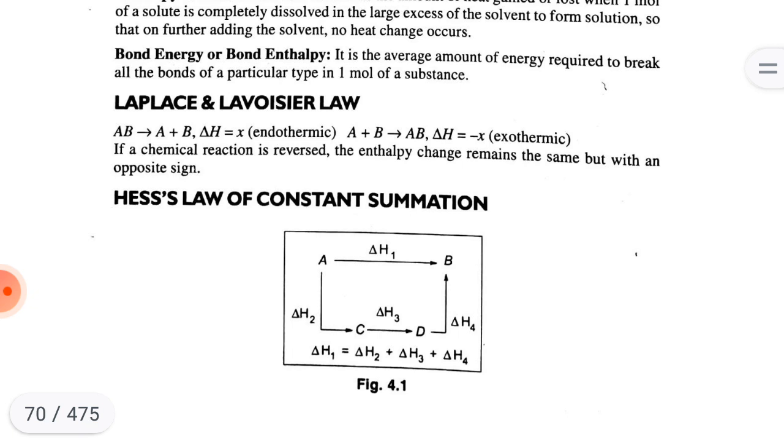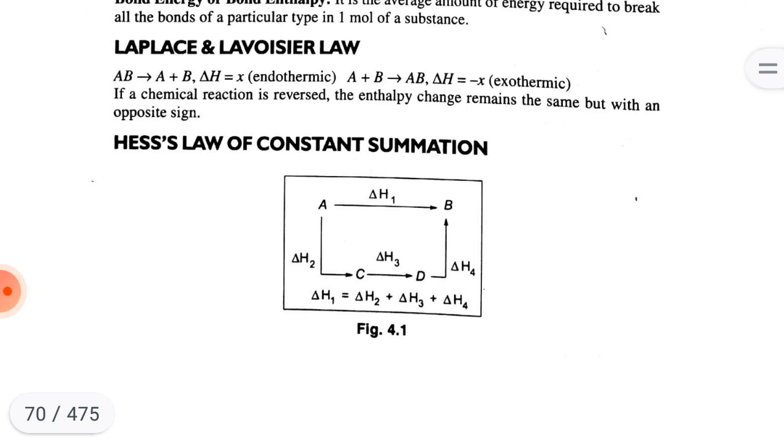Laplace and Lavoisier law. A plus B gives AB, delta H is equal to X, endothermic. AB gives A plus B, delta H is equal to minus X, exothermic. If a chemical reaction is reversed, the enthalpy change remains the same but with an opposite sign.